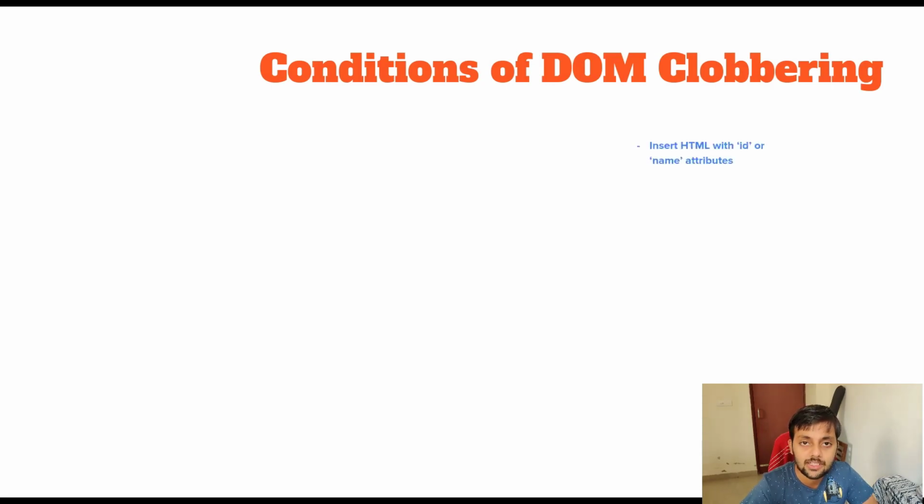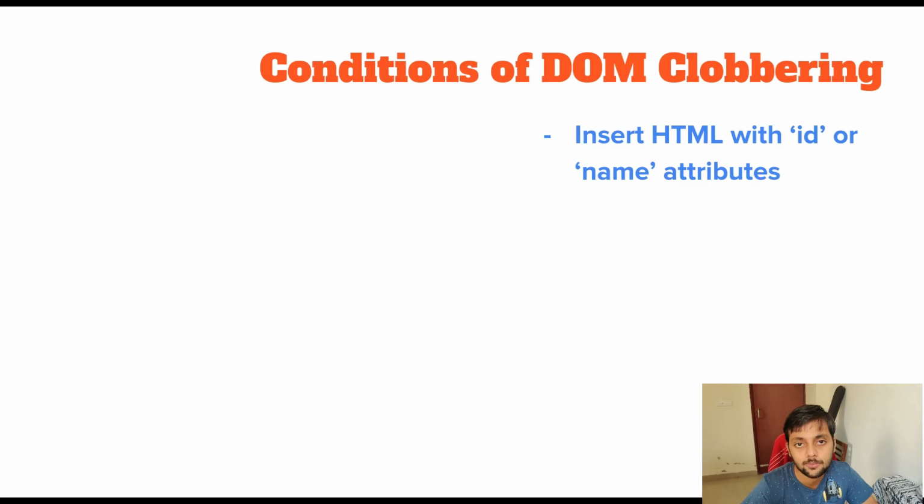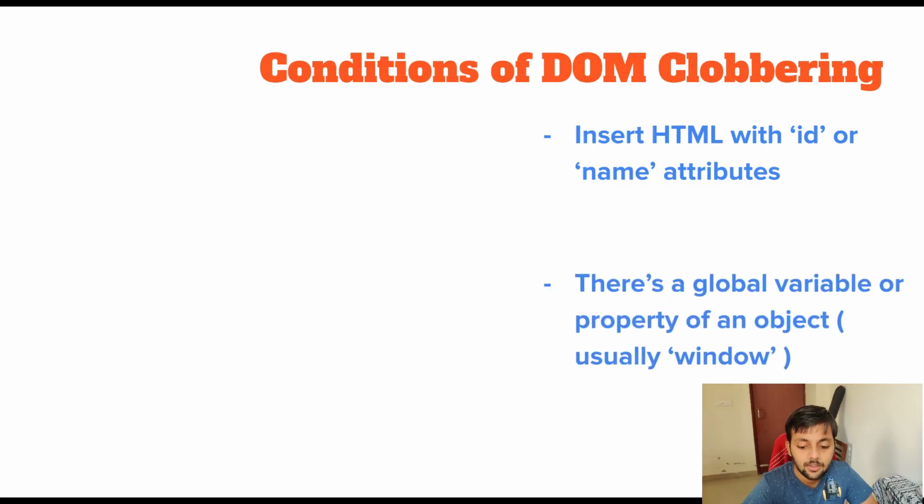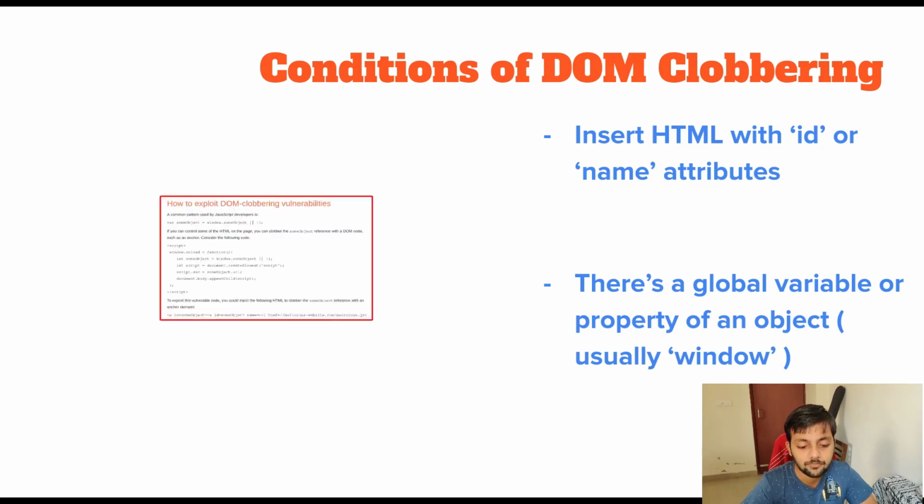If these particular conditions are met, only then is DOM clobbering possible. The first condition is inserting HTML with ID or name attributes. So if you have control over the HTML you are able to insert, and you can insert it with ID or name attributes, then the first condition would be met. The second condition is that there should be a global variable, because that global variable is what we are going to clobber. It could be a property of an object, usually window.